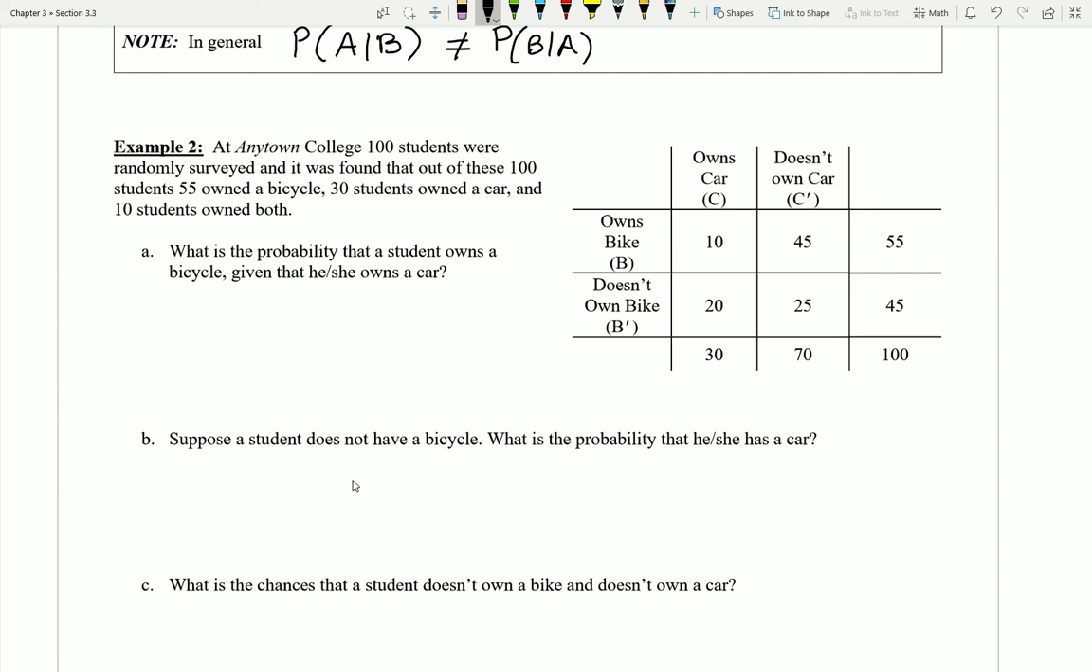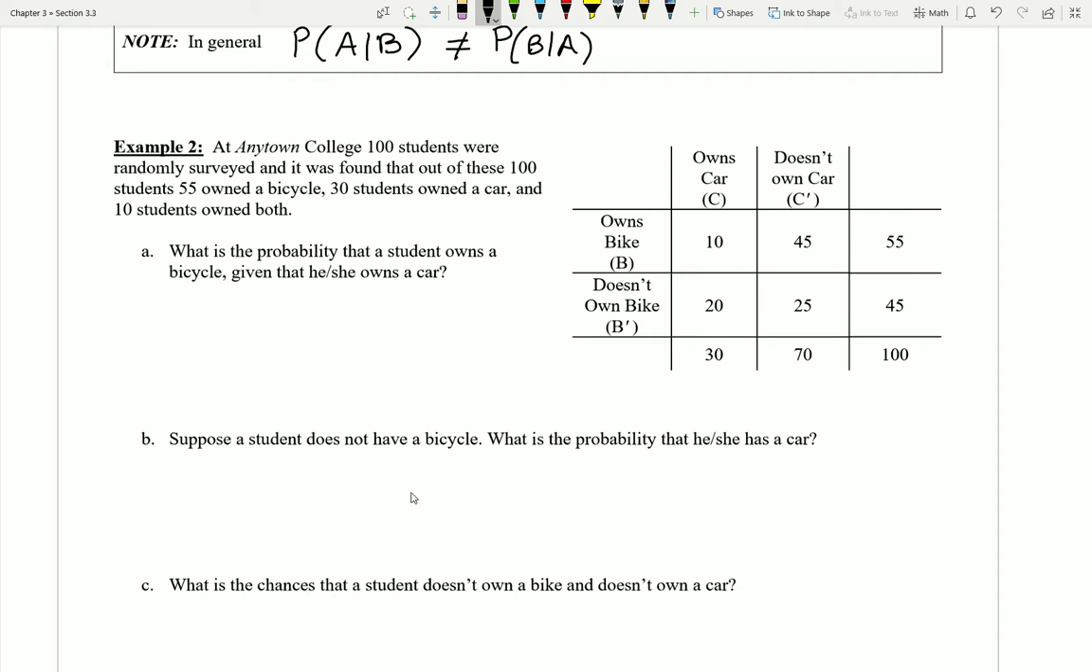On example number 2, I'd like you to go ahead and see if you can work through this problem on your own. This is a problem that we saw in the last section. At Anytown College, 100 students were randomly surveyed. It was found that out of these 100, 55 own a bike, 30 own a car, and 10 students own both. And you might recall that we set up this table of information.